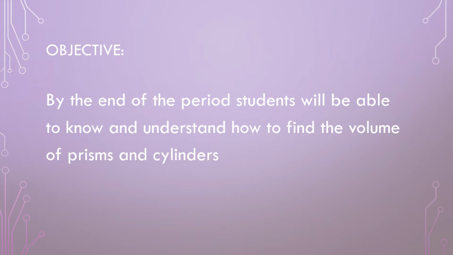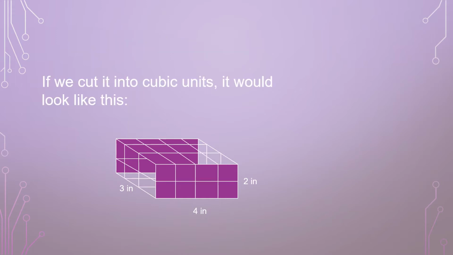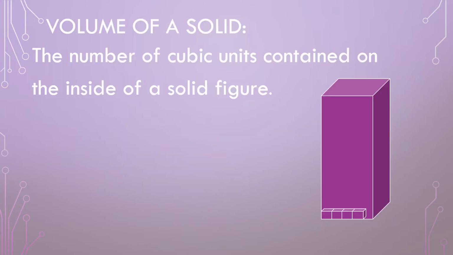Okay, so by the end of the period, you guys will be able to know and understand how to find the volume of prisms and cylinders. Think about last week where you guys were doing surface area. So this is a rectangular prism and we have our length, our width, and our height. For volume, we are going to cut that into cubic units. And that is basically just having a little teeny tiny cube inside of each of these three figures. So if we cut it into cubic units, it would look like this. And then you have a certain amount of cubic units in there.